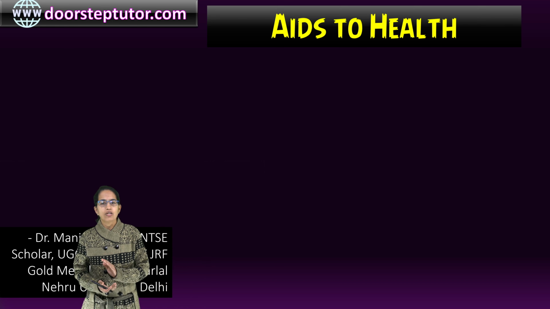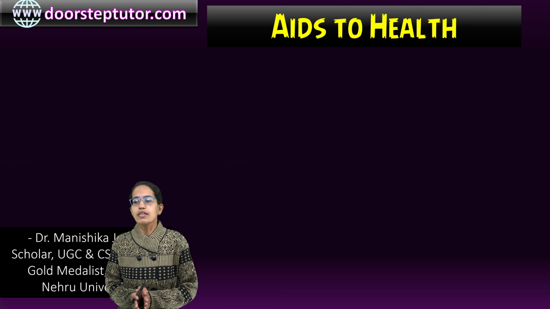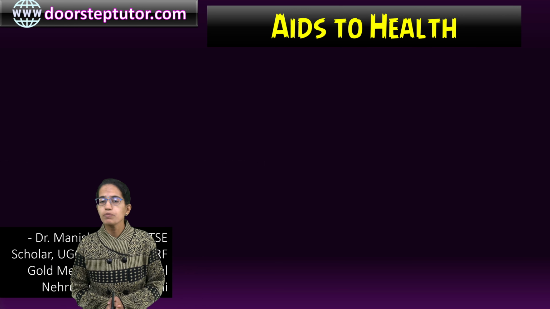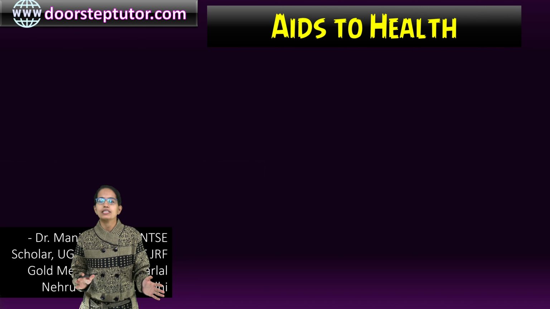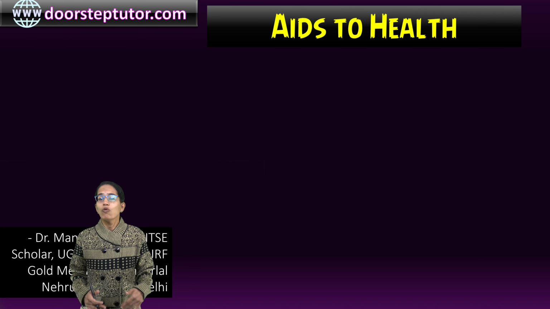Welcome. In this lecture on aids to health, we would be talking about the concept of immunity, the various types of immunity, the local immunity, which is the non-specific immunity, as well as the specific immunity, and further the types of specific and non-specific immunity. To begin with, what is immunity?